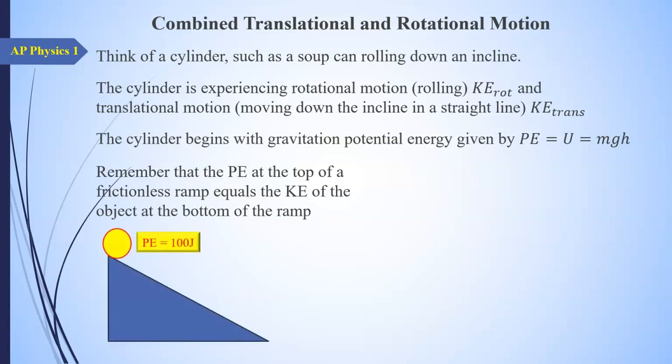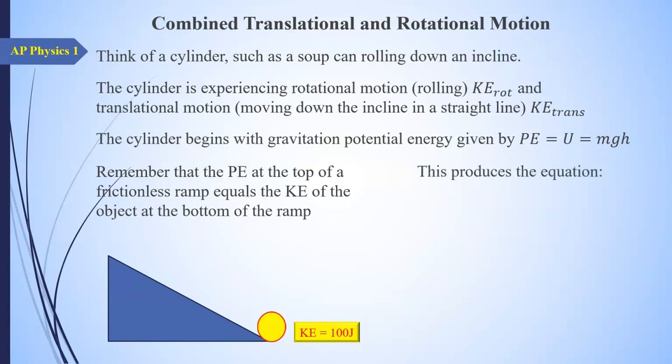There you have the soup can, and let's just say it has a potential energy of 100 joules at the top of that ramp. Now if it's a frictionless ramp, and we usually assume that in physics, but not always, but let's say it is, then by the time it gets to the bottom, it has 100 joules of kinetic energy. So all of the potential energy changed to kinetic energy.